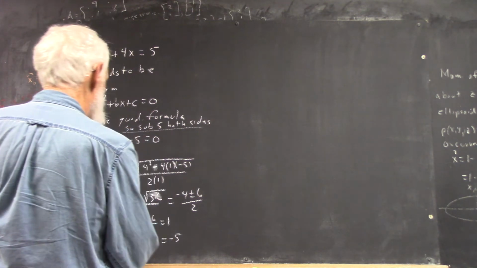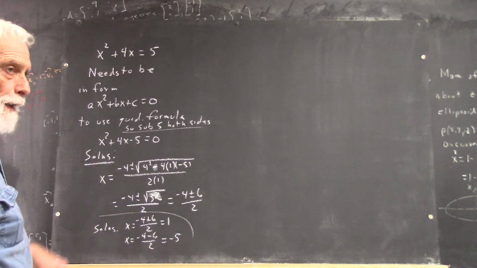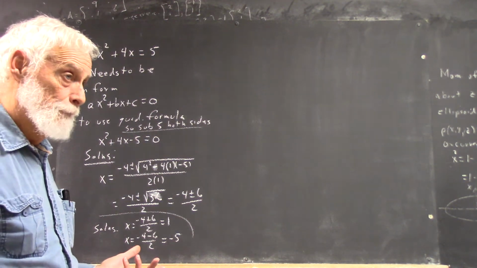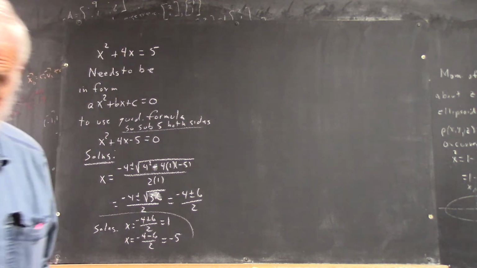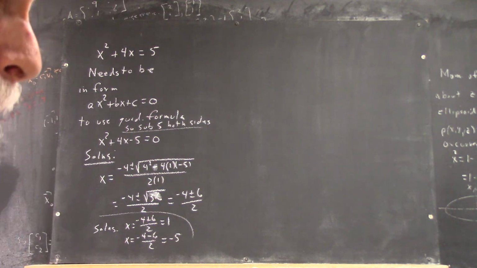So now you have solutions, x equals 1, x equals negative 5. Okay? So, that's good.